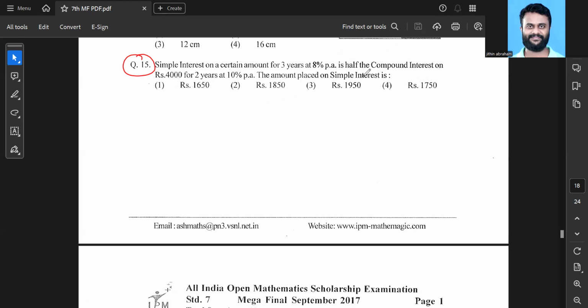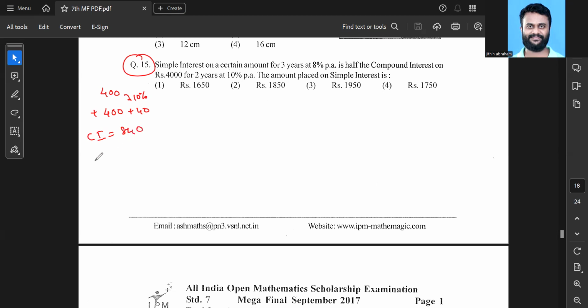So first of all, we'll find the compound interest on 4,000 for 2 years. Either you can use the whole formula, or there is one more method. Since it is only 2 years, the compound interest for the first year will be 400 because it is 10 percent, and for the second year it will be 440. Why 440? 400 is the normal interest, which is 10 percent, and 40 is the additional interest on the previous interest, so 10 percent of 400 will be 40. So total compound interest will be 400 plus 400 plus 40, that is 840.